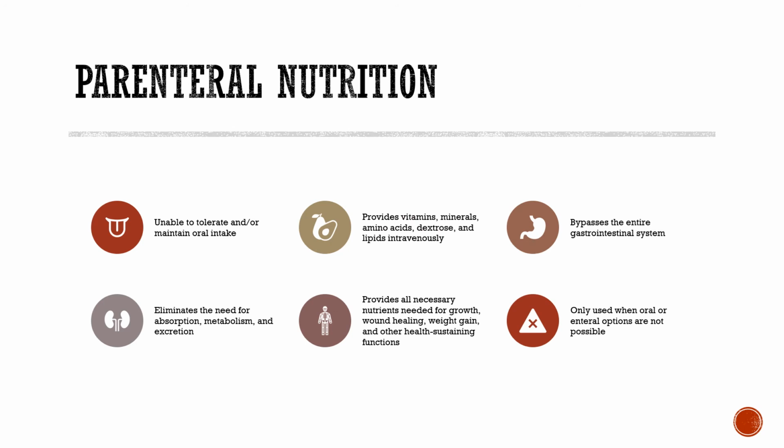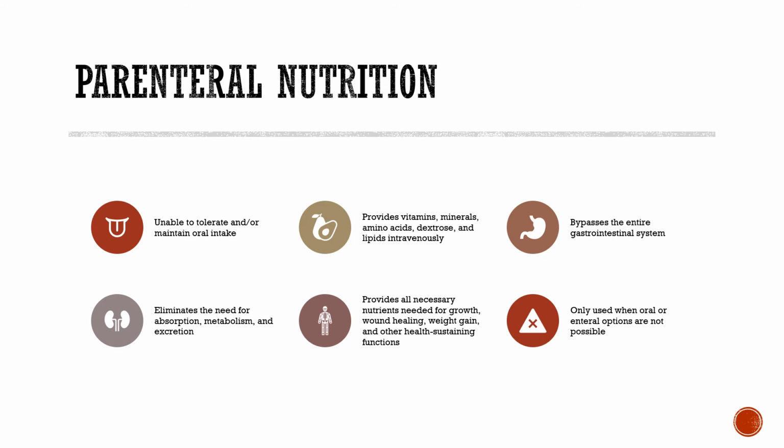Parenteral nutrition supplementation, which remember parenteral means that it's going into the vascular space. So this is IV administration, the preferred method for patients who can't tolerate or maintain adequate central or enteral or oral intake. So this parenteral nutrition, we call it TPN, which is total parenteral nutrition, provides all the vitamins, minerals, amino acids, dextrose, and lipids that the patient needs to receive total nutrition. When we give it this way through the vein, it bypasses the entire gastrointestinal system, which eliminates any need for absorption, metabolism, or excretion.